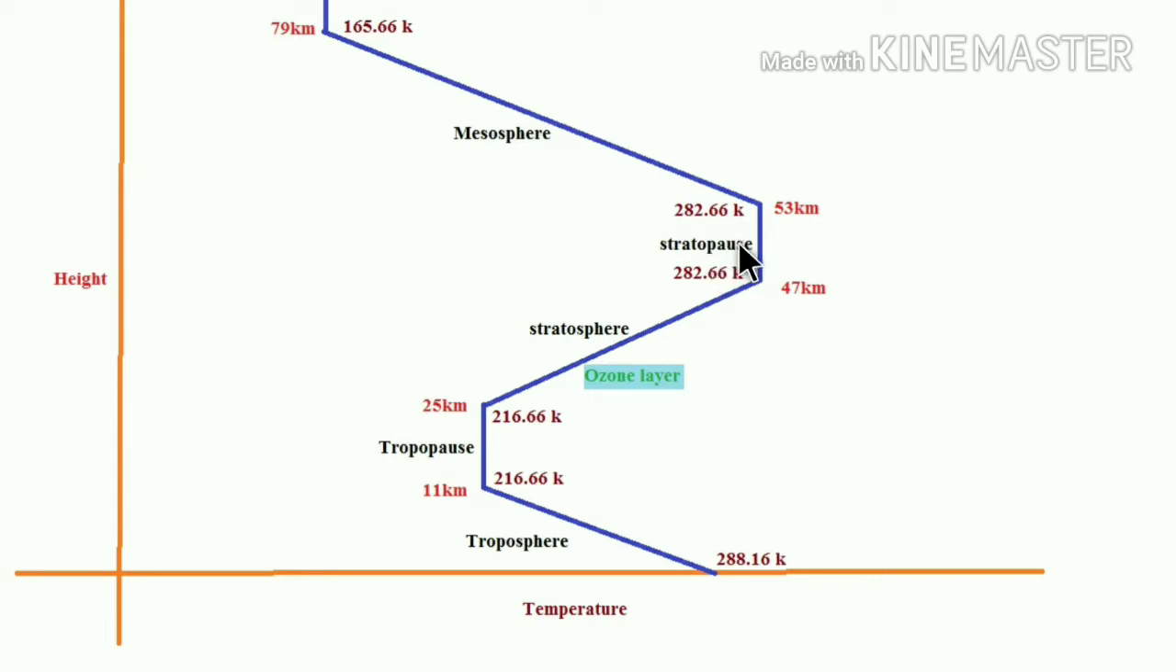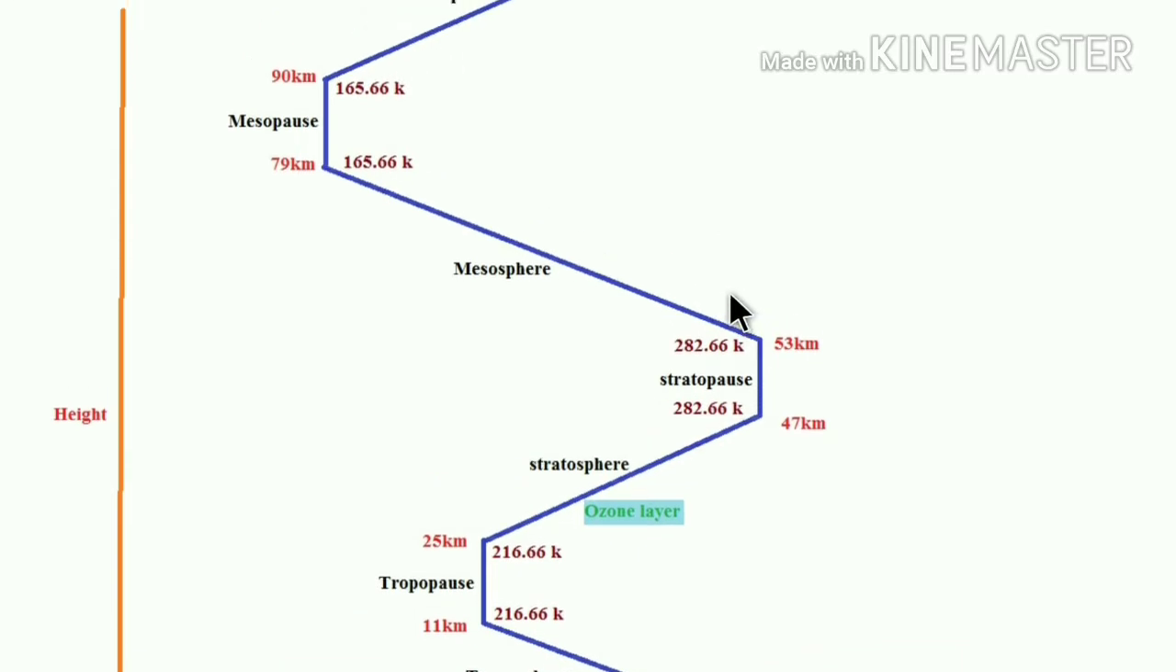Okay, next is mesosphere. Mesosphere region is 53 kilometers to 79 kilometers. Its temperature is again decreasing. Okay, lapse rate is negative. So temperature decreases from 282.16 Kelvin to 165.66 Kelvin. Lapse rate is around minus 3 Kelvin per kilometer.